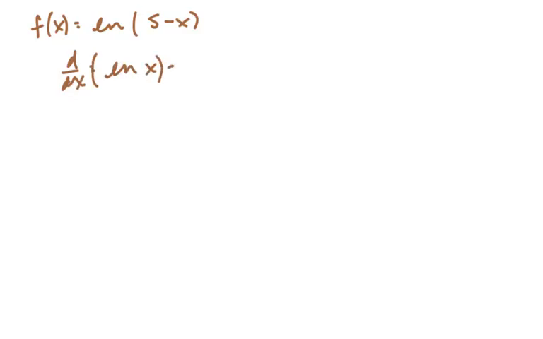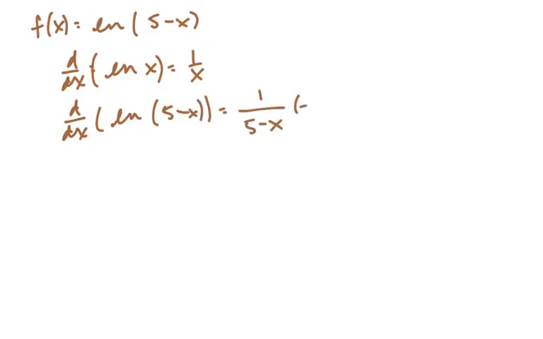Let's look at the problem, and it says f of x equals natural log of 5 minus x. If you look at this one, we know that d over dx of natural log of x is 1 over x. So the derivative of natural log of 5 minus x would be 1 over 5 minus x times negative 1, which is negative 1 over 5 minus x, using our chain rule.